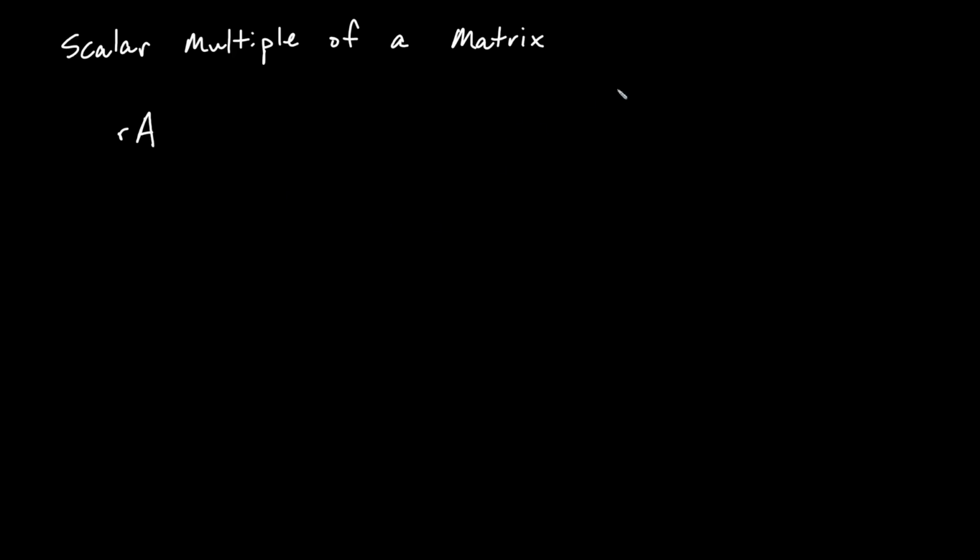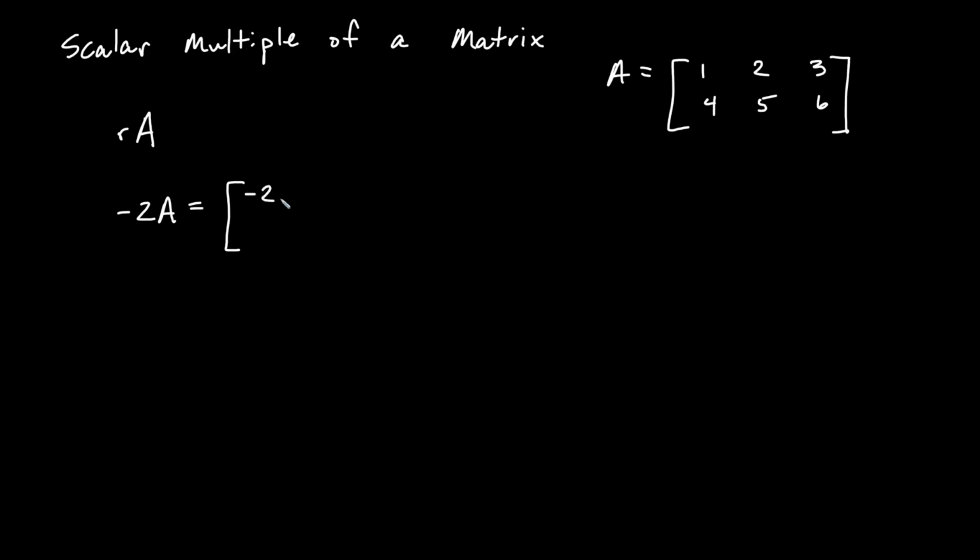So if, let's go back to our, if A is 1, 2, 3, 4, 5, 6, then let's say -2 times matrix A. Of course, we just multiply every entry by that real number -2, scaling it by a factor of -2. So we would get -2, -4, -6 for the first row. And then multiplying the second row by -2, we'd get -8, -10, -12. Okay, so it doesn't change the size, it just scales every entry in the original matrix A.